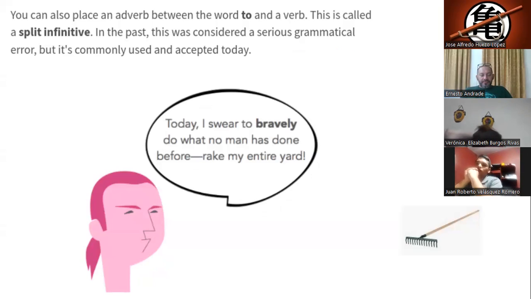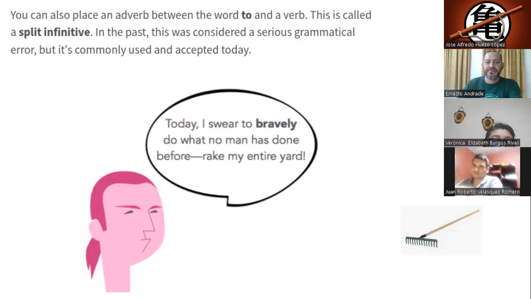So it says today I swear. What is swear? Do you know? Jurar. I swear to bravely do what no man has done before. Rake my entire yard. Do you know what is rake? Okay. Rake significa barrer, pero con rastrillo, las hojas del jardín. That's why this is funny. So it's kind of a joke, let's say.